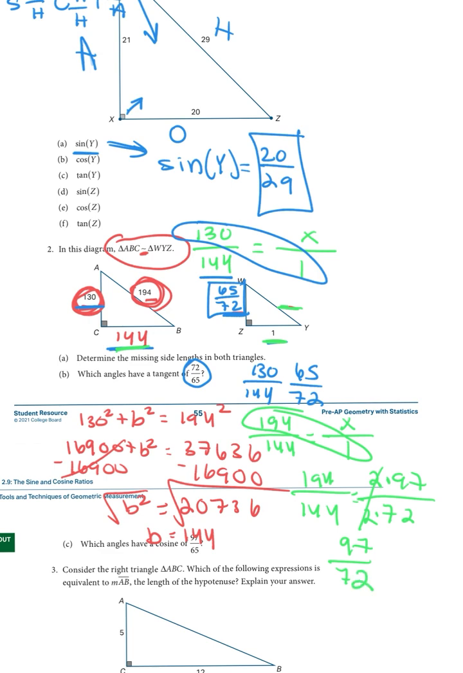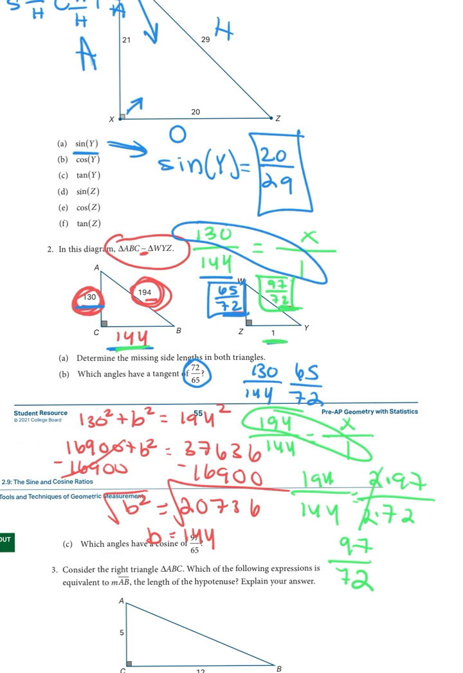Okay, so 72 right here. So this right here is 97 over 72. Let me make that more neat. Oh, that's what it did. Now I can't erase anything. So this is 97 over 72. Okay. So I found all the missing lengths.